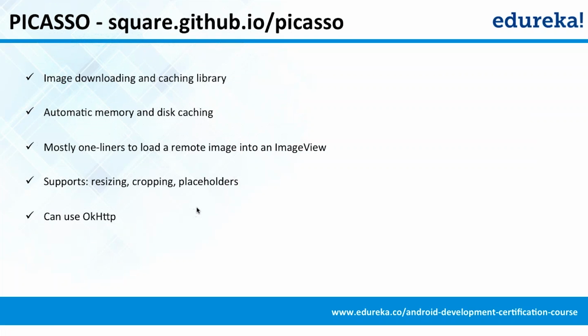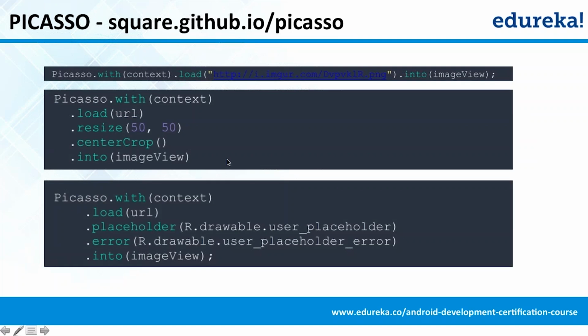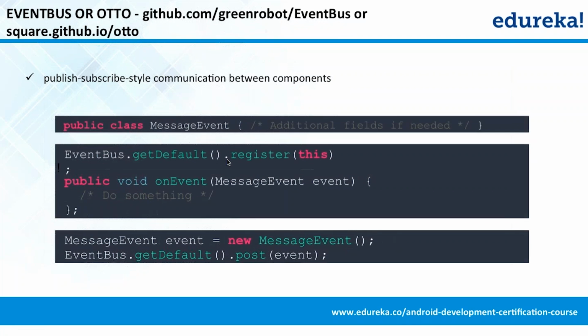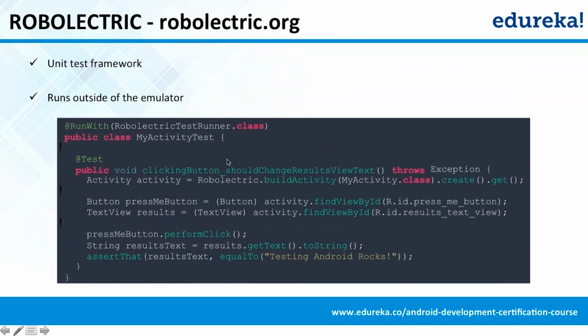Apart from that, you will be learning how you can download images inside your application, and how you can display those images. I'm going to show you a pretty simple application which I created using Picasso and Retrofit. After that, you will also be learning how you can unit test the applications using Robolectric. This is a framework that allows you to basically unit test your application.